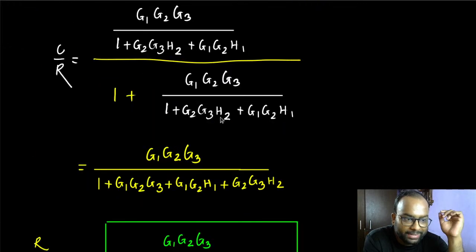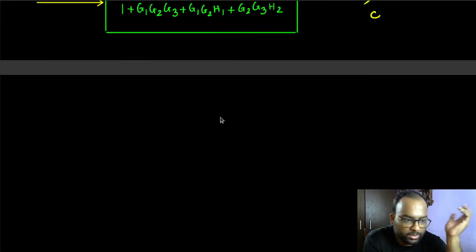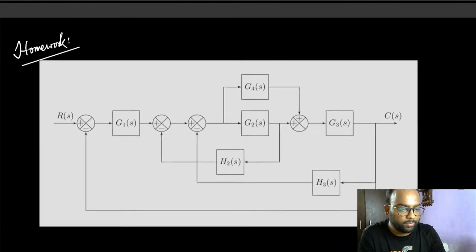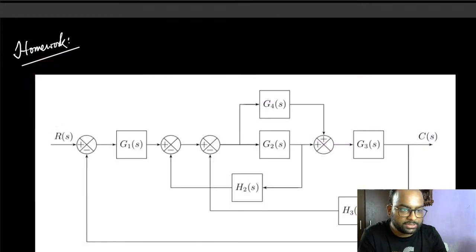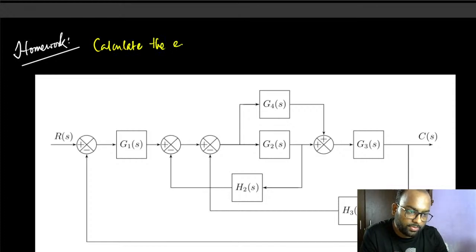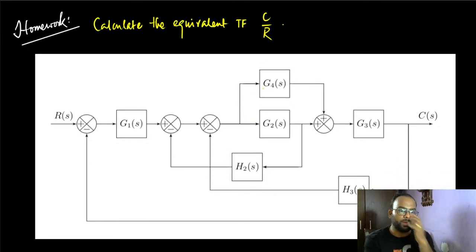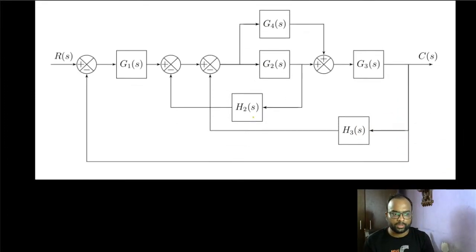But in any case, in order to verify your results, you still need to know this. So your homework would be this. These are assignments once again, not just simple homeworks that you may or may not do, but you have to do them. The question is: calculate the equivalent transfer function between C and R, so basically output by input. The whole system needs to be simplified using the block diagram reduction techniques that we learned today.